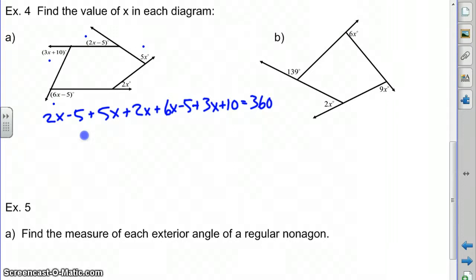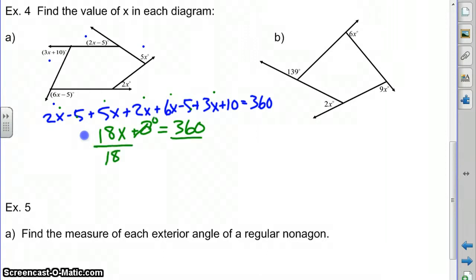Now I use the process of combining like terms. I look at all of my x's. I've got one here, here, here, here, here. If I add them all up, I got 18x. And I add up all of my constants: 5, negative 5, positive 10. So that leaves me with 0. All of that is equal to 360 degrees. So this value is just 0. I divide both sides by 18, and I get an x value of 20.